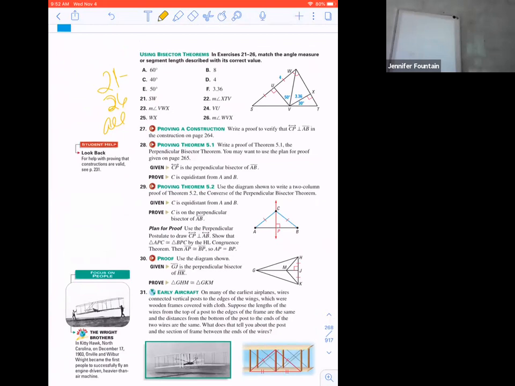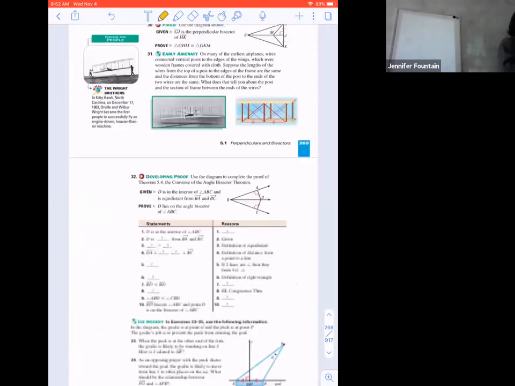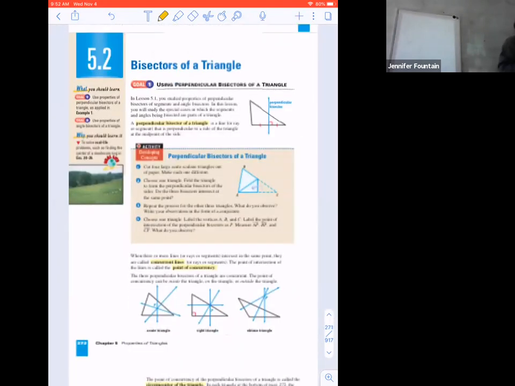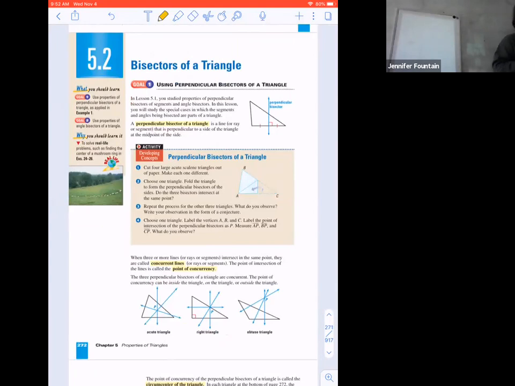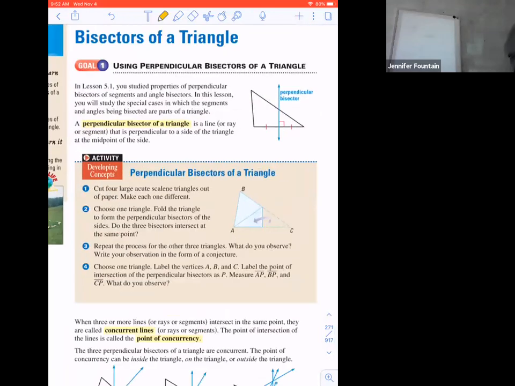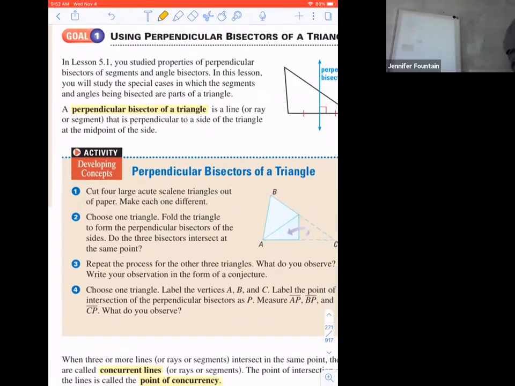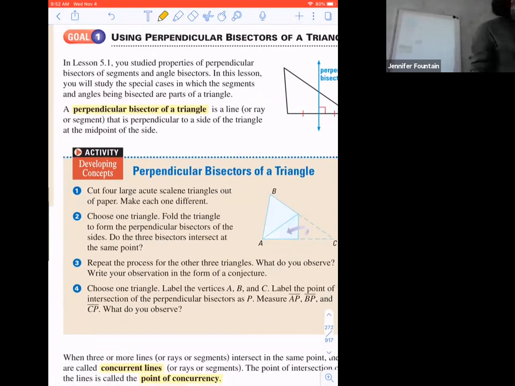All right, let's go ahead and turn the page to 272. Bisectors of a triangle. Okay, so we've already looked at that. Now we're looking at bisectors of a triangle. So it says in 5.1, you study properties of perpendicular bisectors of segments and angle bisectors. In this lesson, you will study the special cases in which these segments and angles being bisected are parts of a triangle.